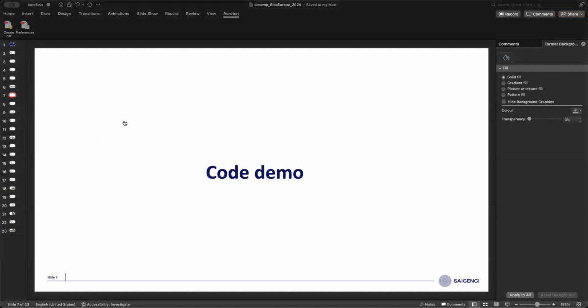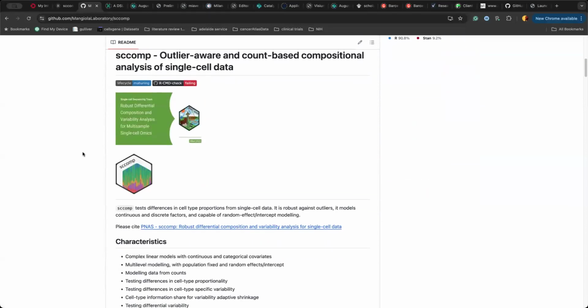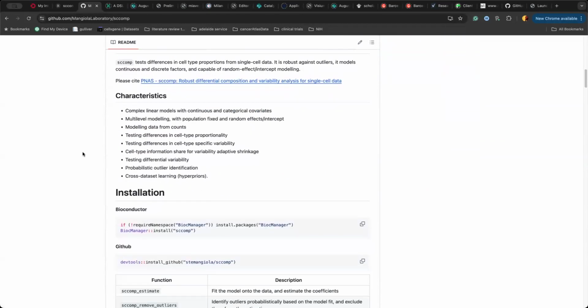Let me just change here. I'm not sharing my screen. Okay. All right. So just to give an introduction, I'll show you some code. I'll just go through the README.